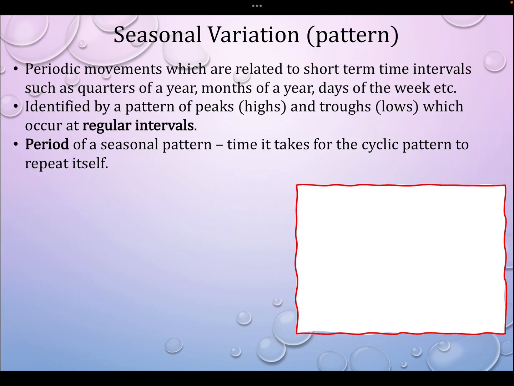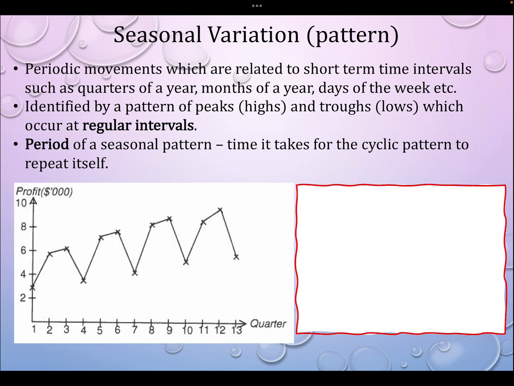Then seasonal variation or pattern. It is periodic movements which are related to short-term time intervals, such as quarters of the year, months of the year, days of the week, and so on. You can really identify this by the peaks, which are the highs, and troughs, which are the lows. The highs and lows actually occur at regular intervals. We need to be able to identify the period of a seasonal pattern, the time it takes for the cyclic pattern to repeat itself. Now, let's have a look at this graph.